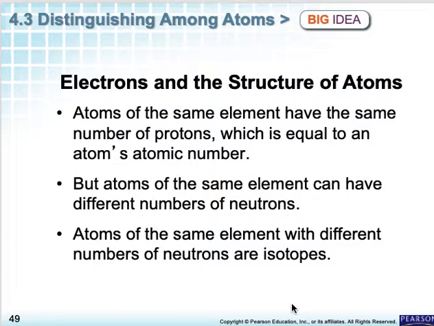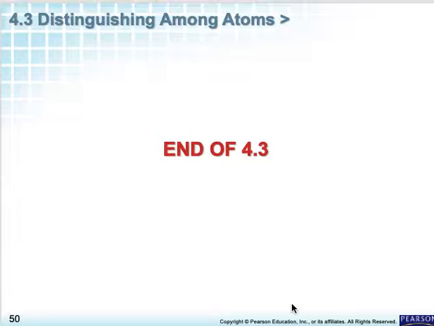Electrons in the structure of an atom. Atoms of the same element have the same number of protons, which equals the atomic number. Atoms of the same element have different numbers of neutrons. Atoms of the same element that have different numbers of neutrons are called isotopes.